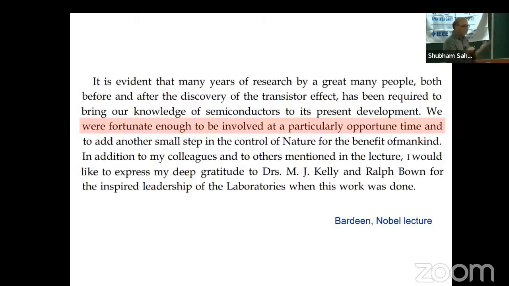So Brattain, if you go and read Brattain's Nobel lecture, of course they are giants of the field that we belong to, but he's very humble. He writes that we were fortunate enough to be involved at a particularly opportune time to have invented it. This was the right time because silicon and germanium were available in very pure form, and it was a good group of people. There were metallurgists. There was Brattain, who was a very good experimentalist, and Bardeen, who was a theoretical person.